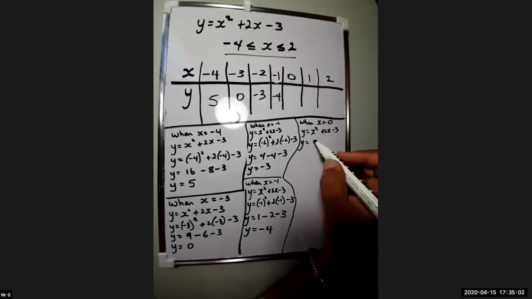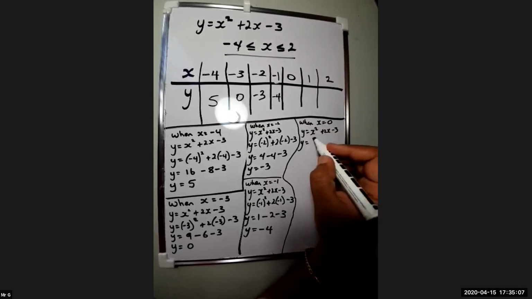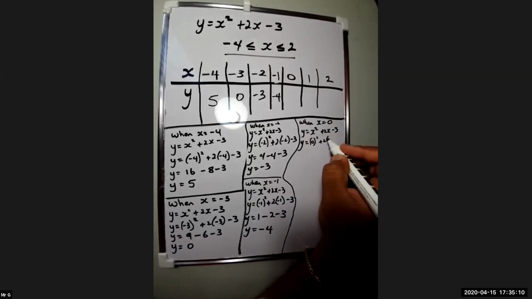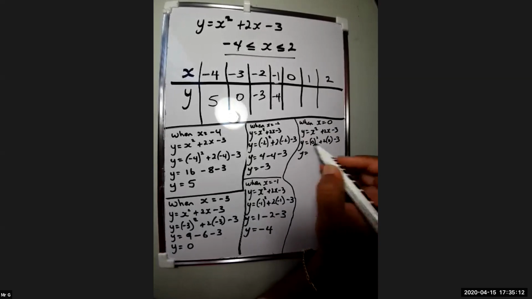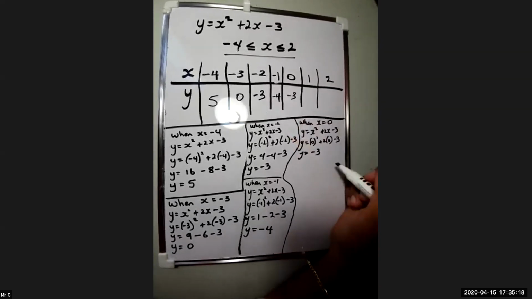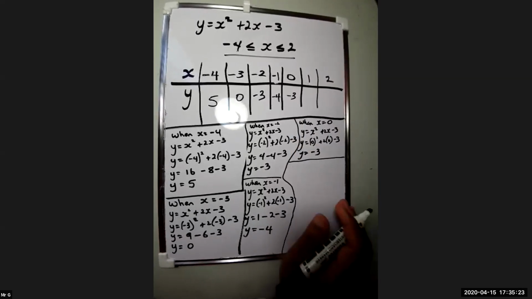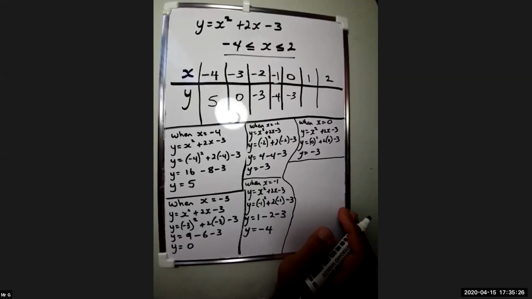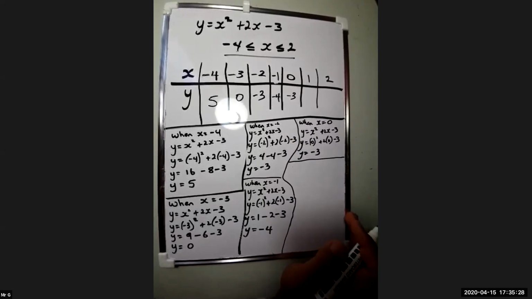Okay, so when x is 0, so that's 0 squared plus 2 into 0 minus 3. So this will go to 0, this will go to 0, so you are left with minus 3. Right? What did you get for when x is 1, Desha? So I do that one. All right. Rihanna, what did you get for that one? Marie, you got 0. That's correct.